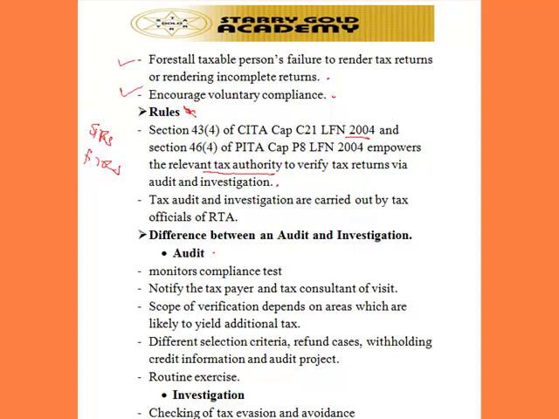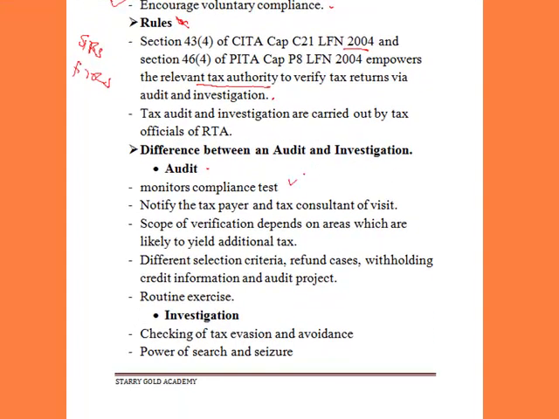Now let's look at the other difference. The audit monitors compliance level, that is compliance with statute, whereas investigation checks for tax evasion and avoidance. Then the taxpayer and the tax consultant are usually notified on visit. The tax authority will pre-inform the tax consultant and the taxpayer before visiting the premises. But in investigation, there is always the power of search and seizure, impromptu visits.